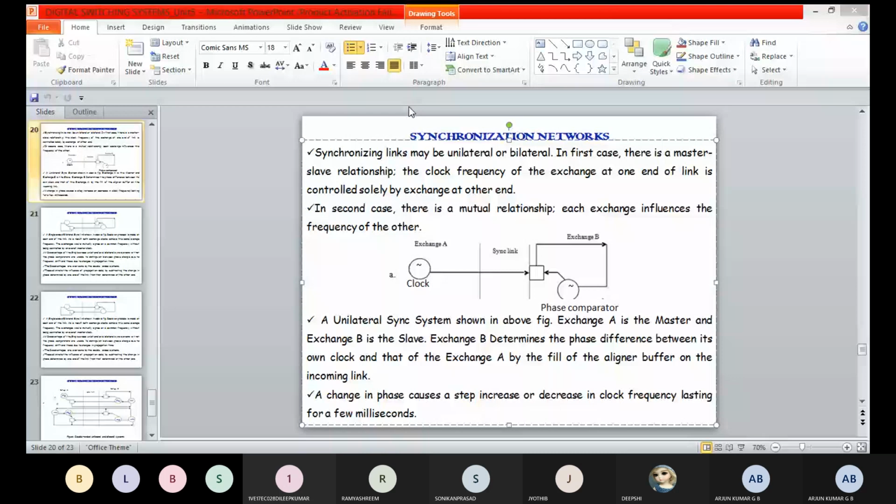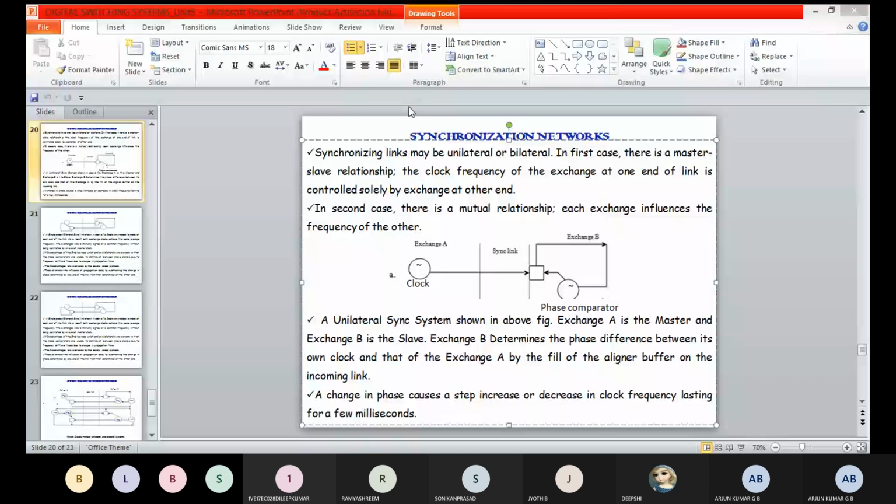Okay, there's one type of synchronizing system, and another type is the single-ended unilateral. In this synchronization, there is a synchronization link. Now, the same thing, the master-slave relationship. We can observe the figure. This is a master, a slave. Okay, same thing, a single-ended bilateral synchronization link. You can see the above figure.